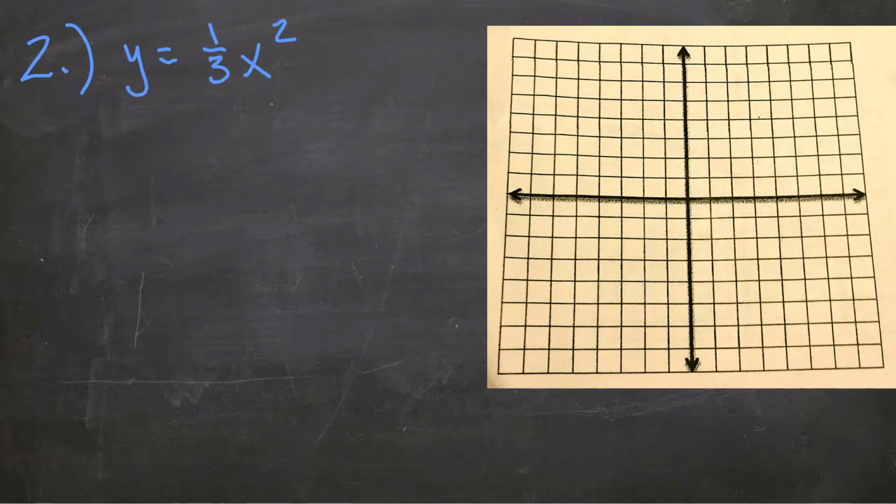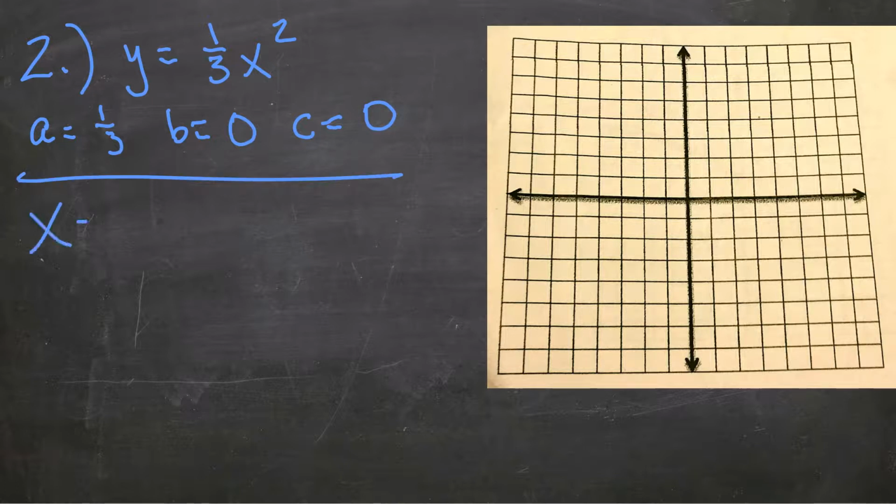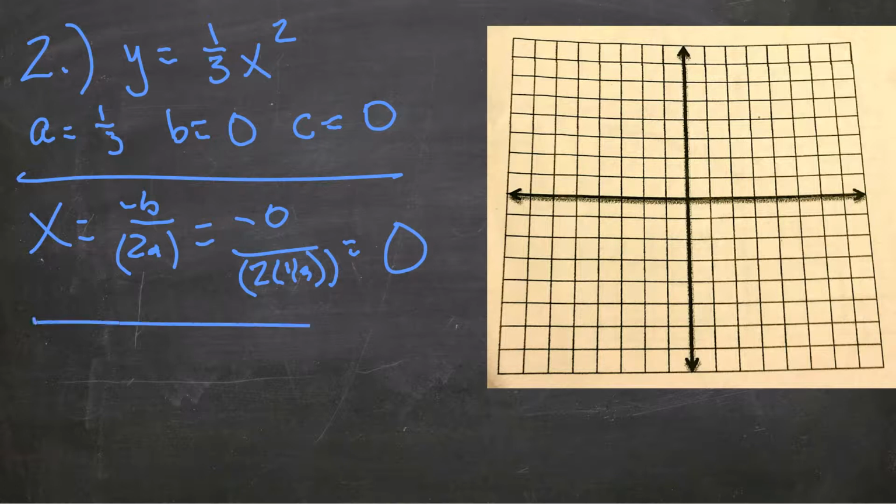Number 2, y is equal to 1/3 x squared. So step 1, I find a, b, and c. a is 1/3, b is equal to 0, c is equal to 0. Plug it into the vertex formula. So I say x equals the opposite of b all over 2a. Remember, the bottom's in parentheses. So I have negative 0 all over, in parentheses, 2 times 1/3. I get 0.